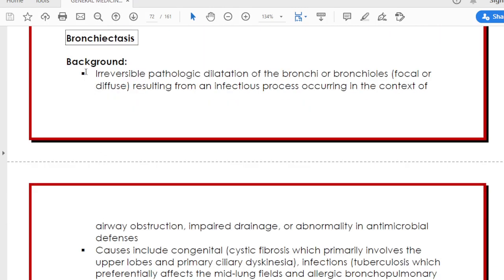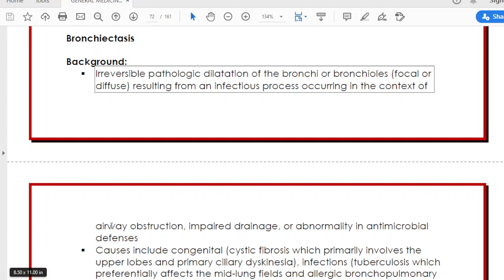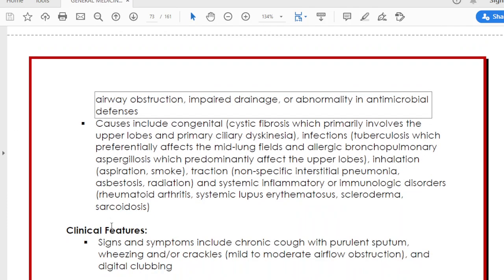Bronchiectasis. Background. Irreversible pathologic dilatation of the bronchi or bronchioles, focal or diffuse, resulting from an infectious process occurring in the context of airway obstruction, impaired drainage, or abnormality in antimicrobial defenses.